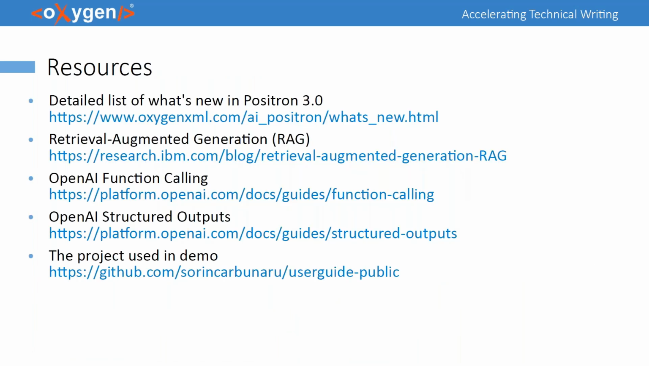Okay, so I have only a couple of slides left. Here you can find some helpful resources. You can find the project that I have used. You can find a detailed list of what is new in Positron 3.0. And if you're interested in learning a little bit more about RAG, I found a very, very interesting video, which I really enjoyed, and it was very clear and illuminating for me. I really liked how it was presented. So you can go check that out.